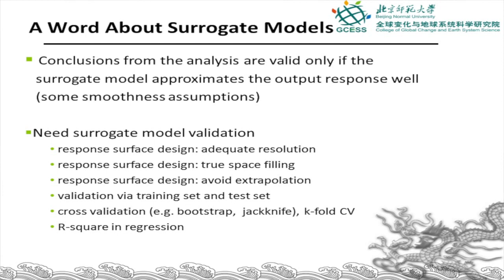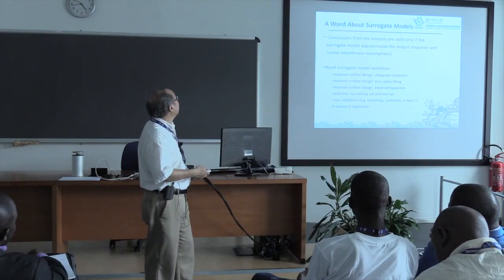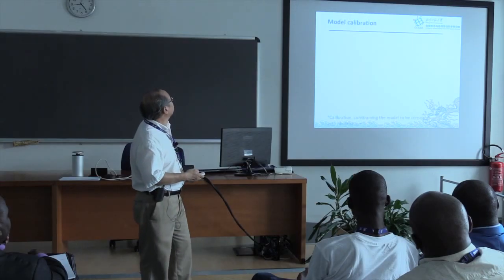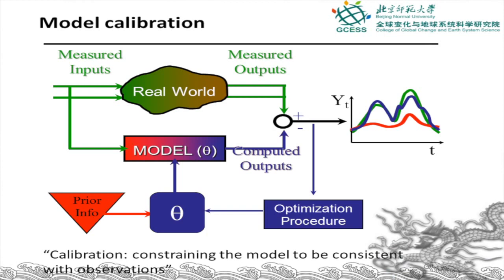I just want to say that the surrogate model is a very dangerous tool, because you're trying to use a statistical model to represent a dynamic model, and you want to make sure the surrogate model is reasonable. So you have to take a lot of caution when you use a surrogate model. Then you have optimization and model calibration. Sometimes people say parameter optimization is model calibration. I think I have to go very fast.